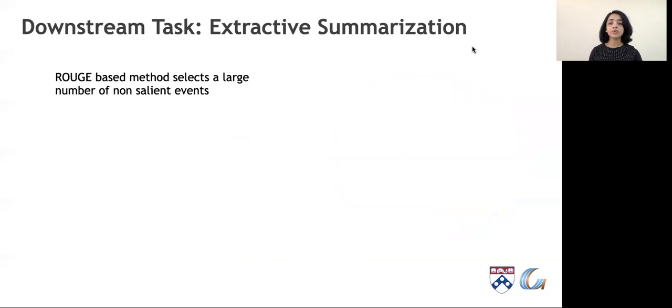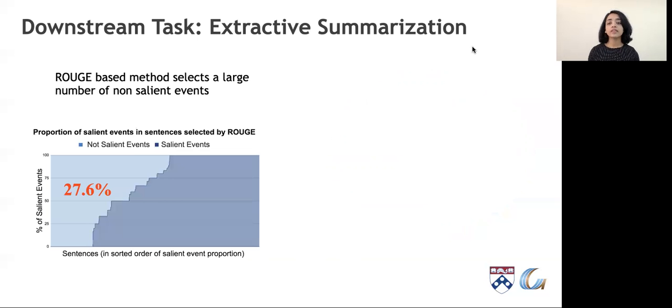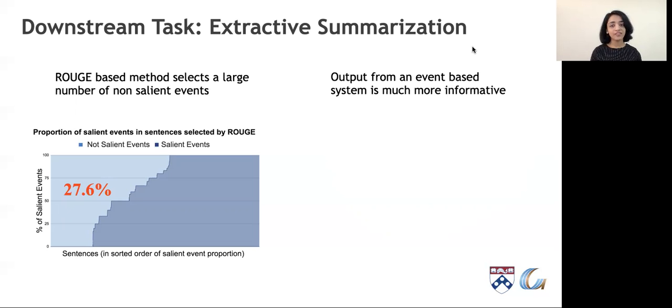Additionally, the Rouge-based method is not as fine-grained. And if we look at the proportion of salient events in the sentences selected by Rouge, 27% of those are non-salient. This suggests that modeling the ground truth at the event level, which is a more compact semantic unit, might be helpful. One more advantage of event salience is that the output from an event-based system is much more informative.